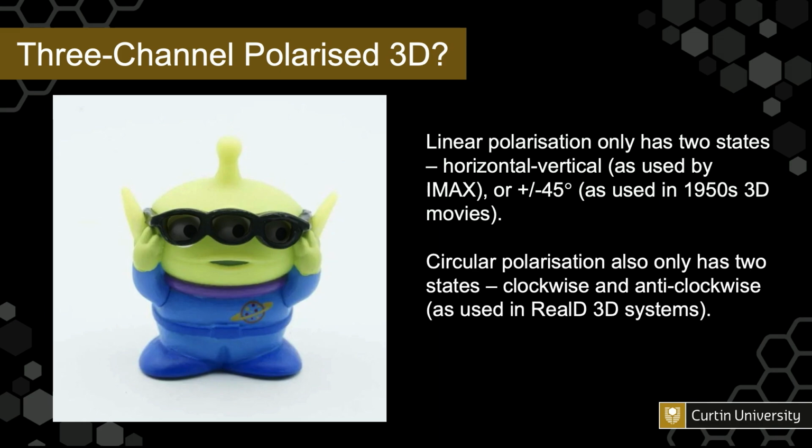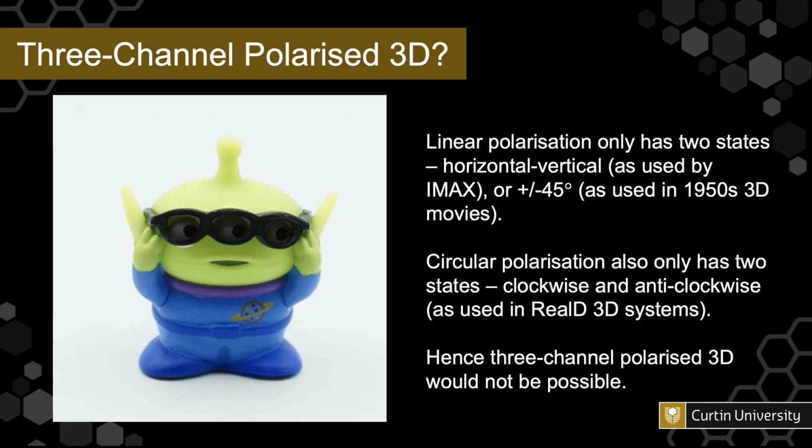Circular polarisation also only has two states, clockwise and anti-clockwise, and that's the kind of polarisation used in RealD 3D systems. So unfortunately, our little alien here, I think, is out of luck and would not be able to use polarised 3D glasses for watching any 3D content.